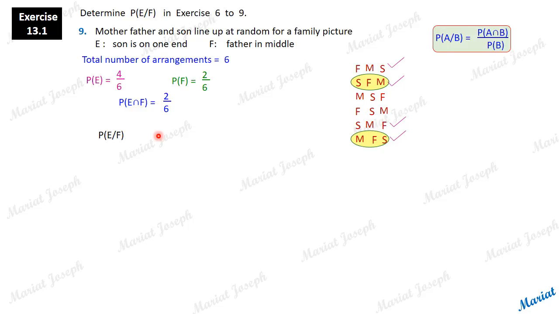Now we go by the formula. Probability of E given F is equal to probability of E intersection F upon probability of F. Giving the values, 2 by 6 upon 2 by 6. That's equal to 1.